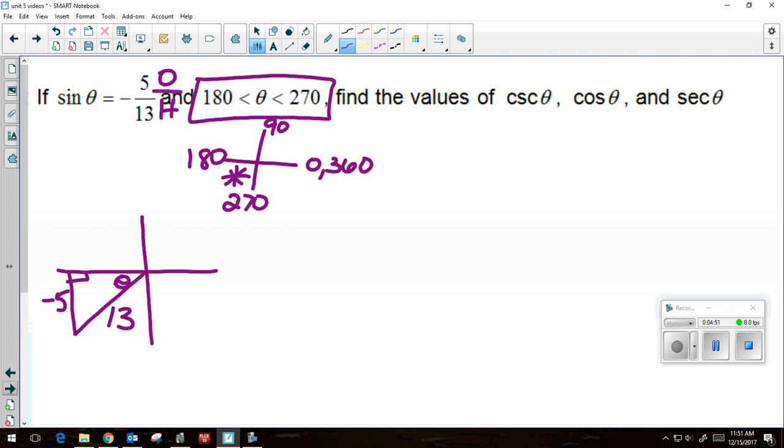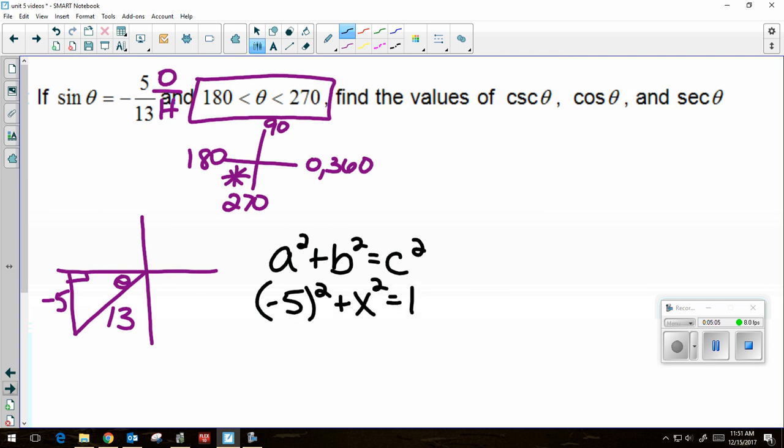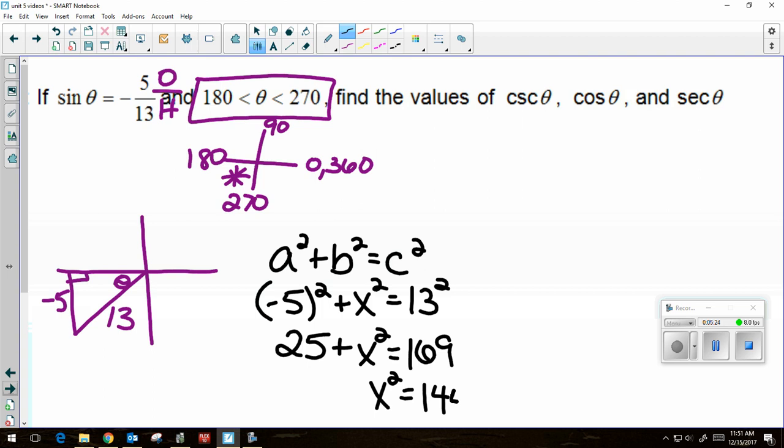So now to find my missing side, I'm going to use the Pythagorean theorem. So a squared plus b squared equals c squared. Negative 5 squared plus x squared equals 13 squared. Notice how I've put the negative 5 inside the parentheses and the squared on the outside. That's important because otherwise your calculator will give you an incorrect answer. So 25 plus x squared equals 169. X squared should give you 144. You're square rooting each piece. X is going to be 12.